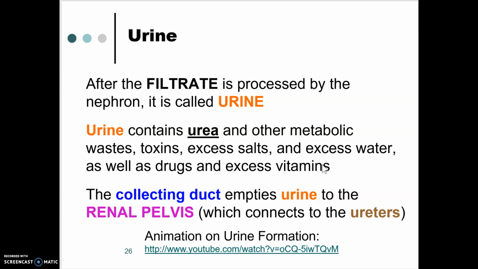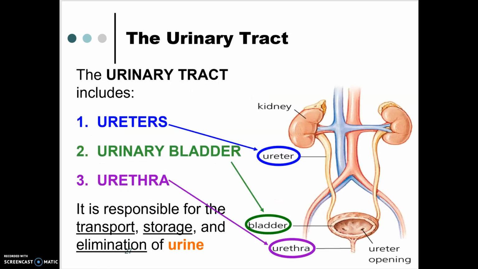But anyways, as the collecting duct empties urine into the renal pelvis, the renal pelvis will connect to the ureters, and this brings us to the urinary tract. So let's have a look at where urine goes after that.